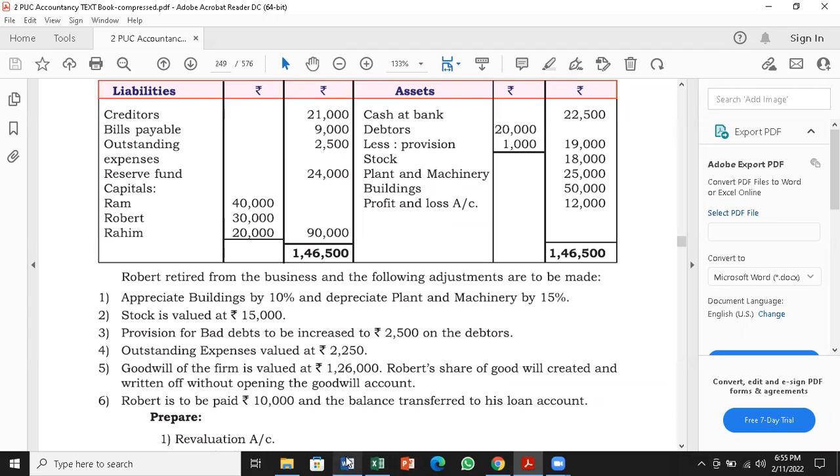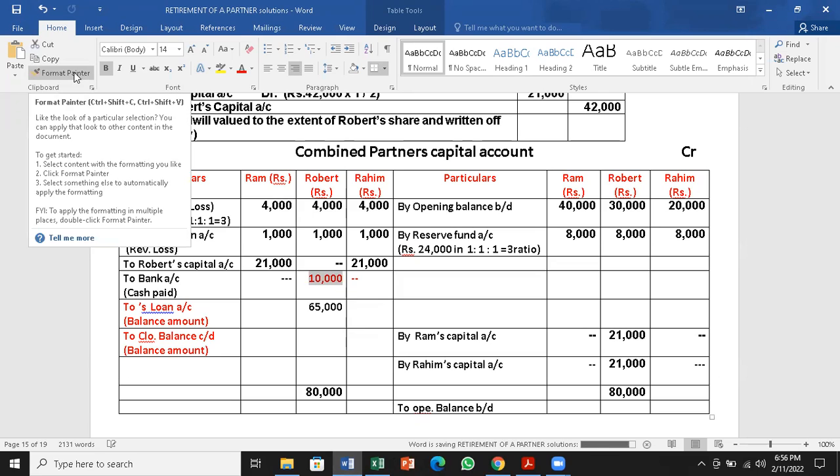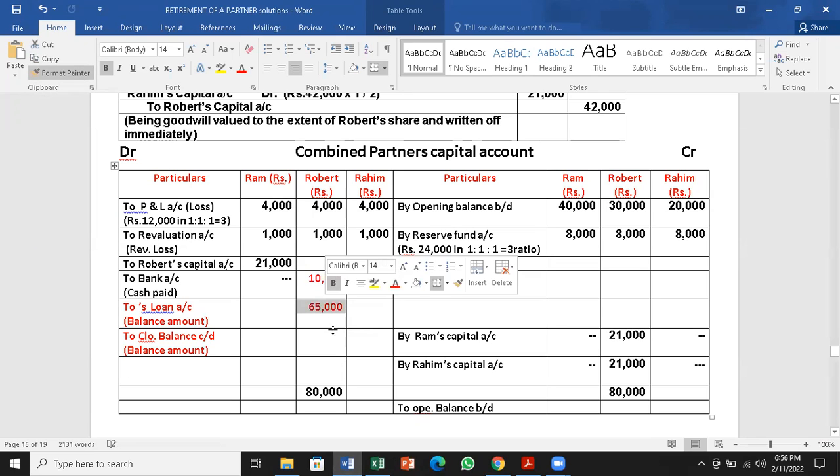So we have to now find what is the balance there in Robert's account. So 80,000 minus this 15,000 deduction, 65,000. 65,000 is the answer for that. So you have to be careful.